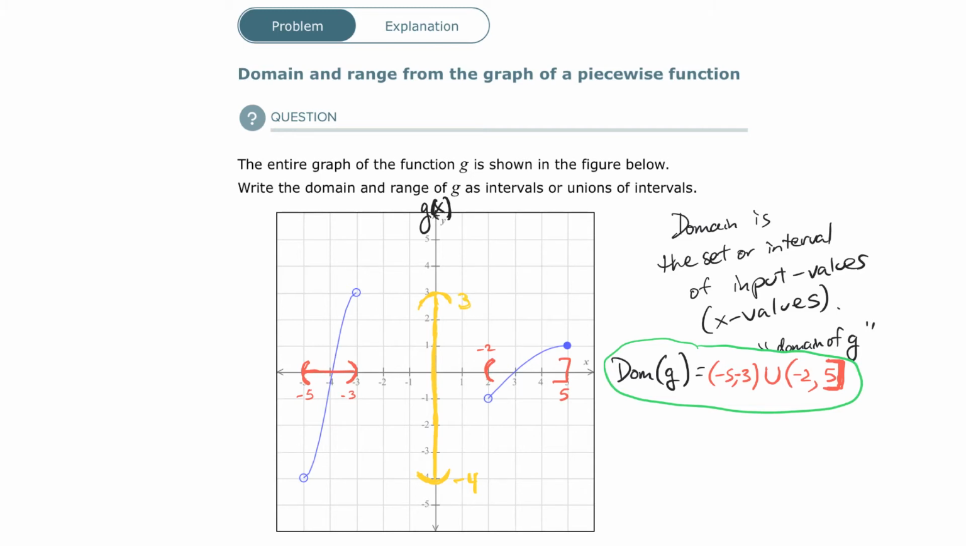So why don't we write the range of G? The range of G is the set of all output values, or the set of all y values that are possible on your graph. In this case, the range is simply from -4, comma, up to 3. And there you go. The range is the set or interval of output values, or y values. Okay.